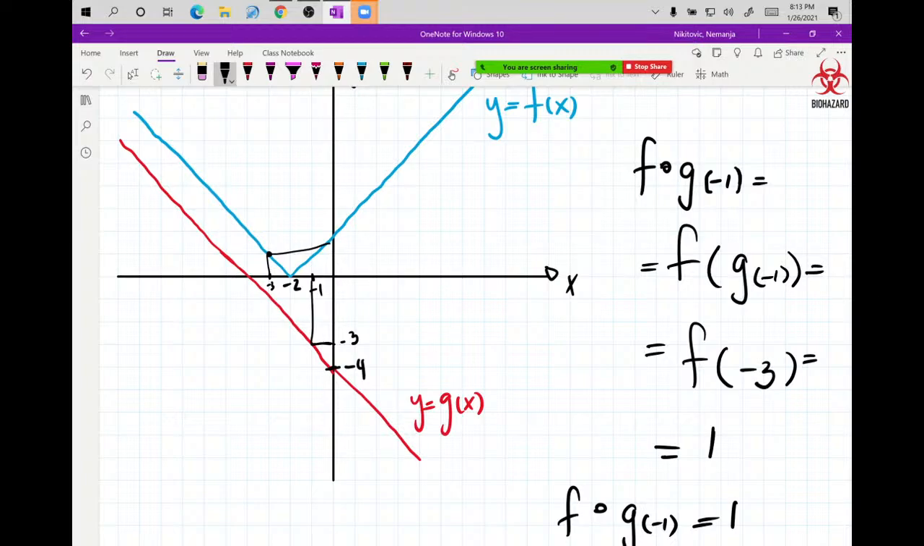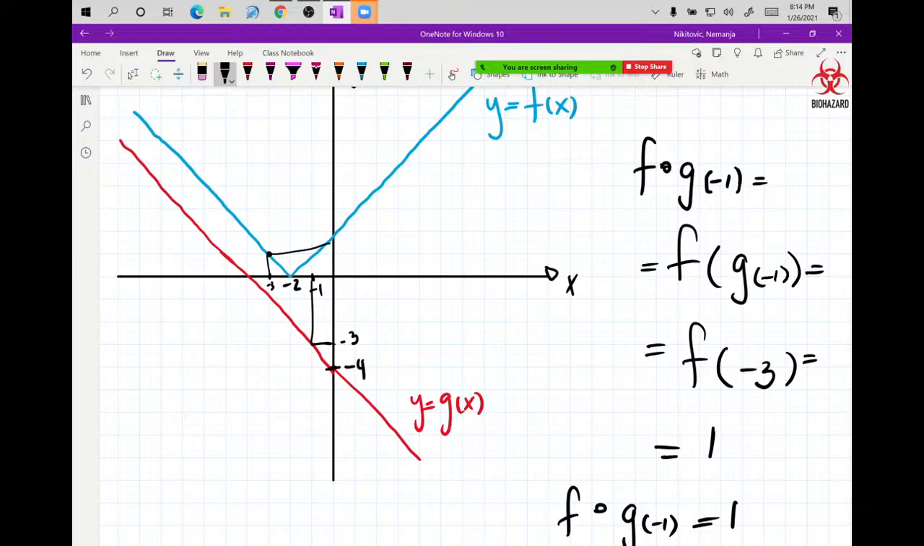Now I hope that you picked up that the output of g is input for f, and they're linked that way. So g has its input of negative 1. So that's where the world begins, right? g computed at negative 1. And the output of that calculation is negative 3. Because the red line, when you use the red line to compute negative 1, we see that it bounces into negative 3.